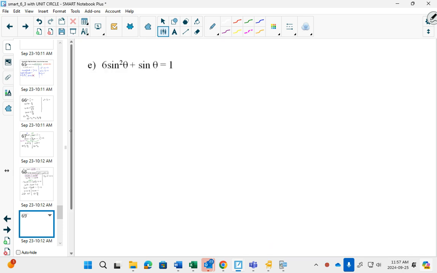Do I have this one on yours, or did I? Yes? Okay. So first of all, in order to factor, we have to make one side equal to 0.